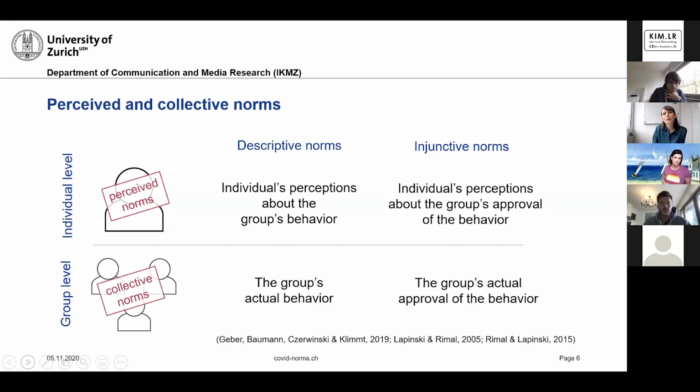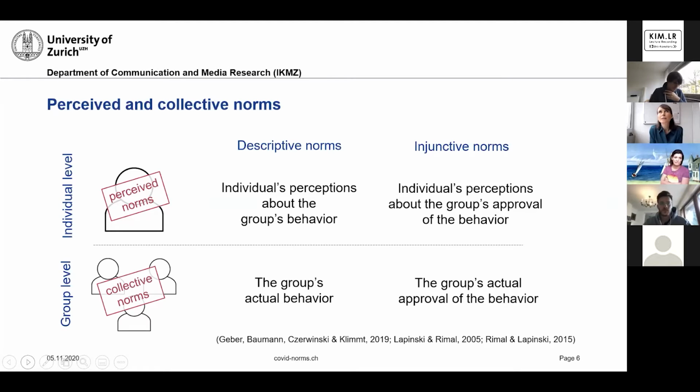And the idea of collective norms is that the actual group's behavior and the actual approval of their behavior should be considered in addition to these normative perceptions, and these attributes actually lie on the group level.